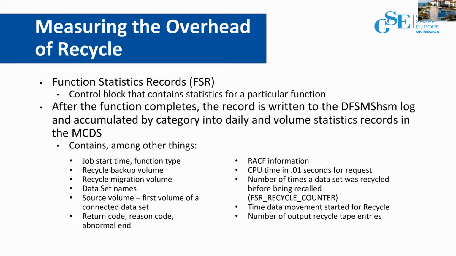Now, if you're trying to measure it, and many of you probably already have some reports in place to do this, you can look at your function statistics records, the FSRs, and the control block. It contains statistics about different particular functions. So those of you that are performance tuning capacity planners, you're probably already looking at this if HSM has been defined as a problem issue in your shop.